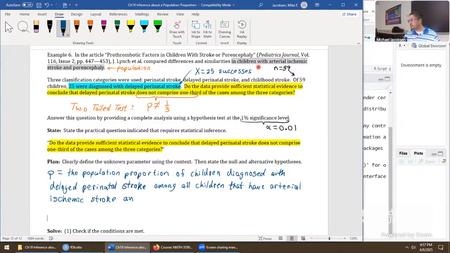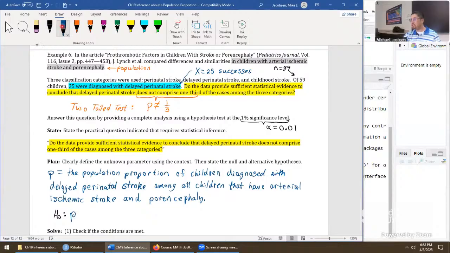So two conditions simultaneously, and porencephaly. Okay, we've got P down. That's a huge statement. Now we're ready to actually write down what the test is going to be. So we've defined the unknown parameter using context. Next is the null hypothesis, H naught.